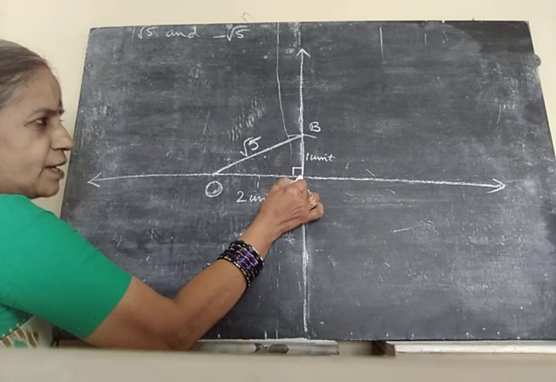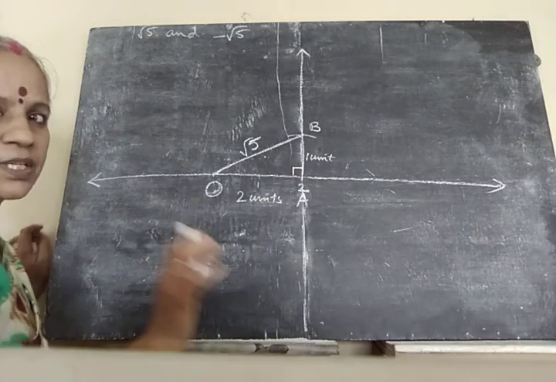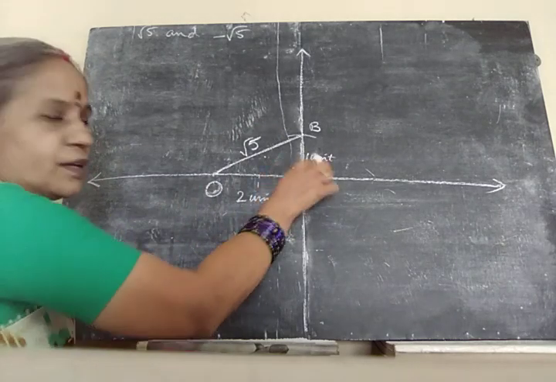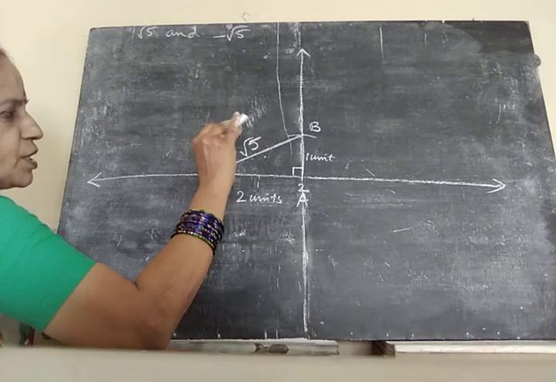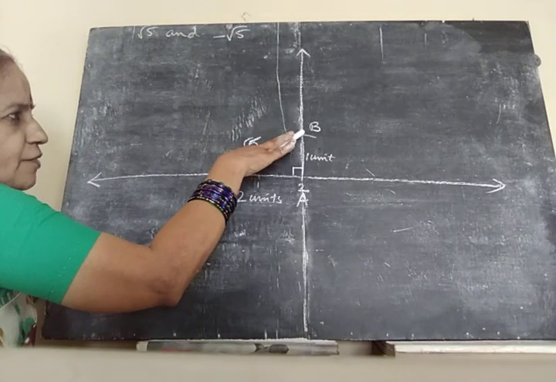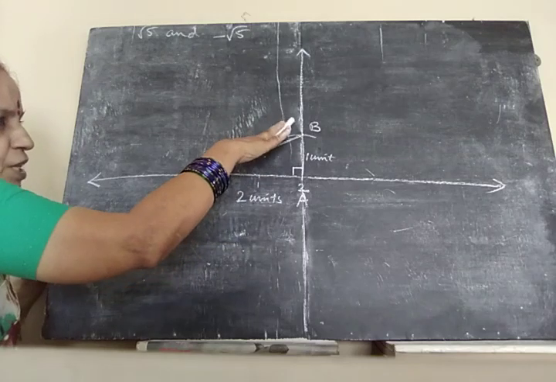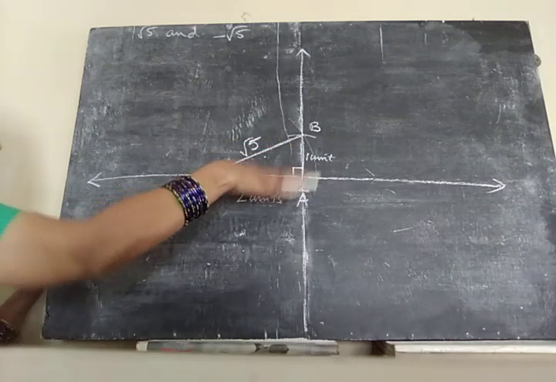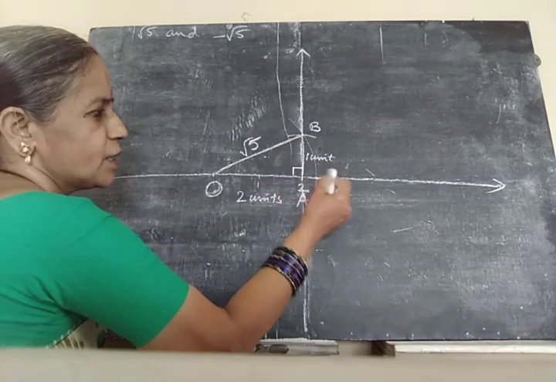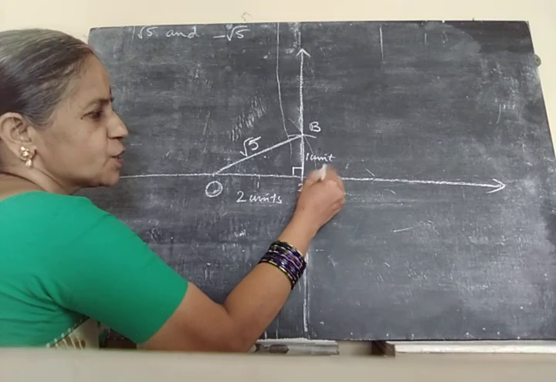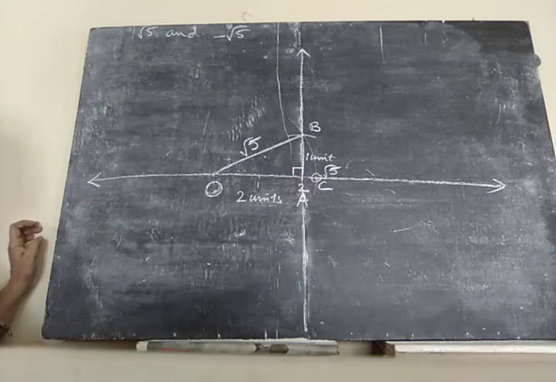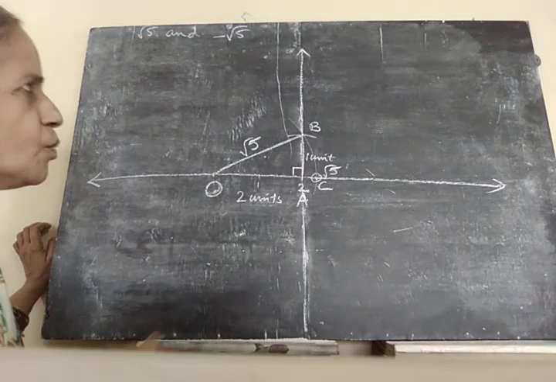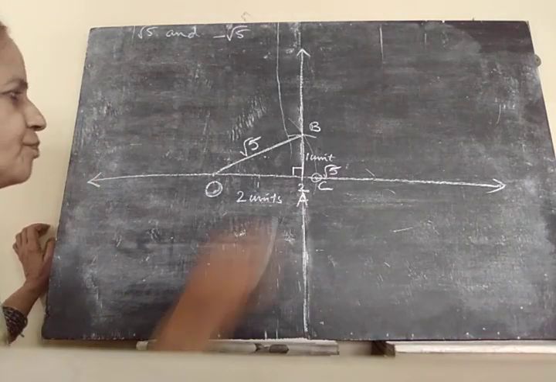See, 2 square plus 1 square is 4 plus 1, 5. So square root of 5 is root 5. So with O as center and OB as radius, draw an arc cutting the number line at the point C. This is the position of root 5 on the number line. Understood, children?